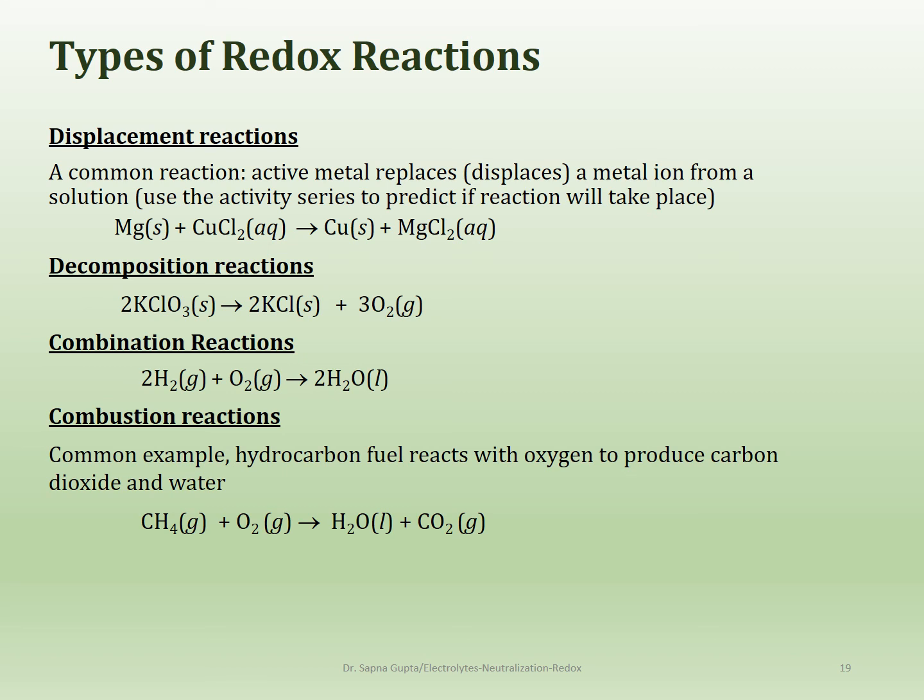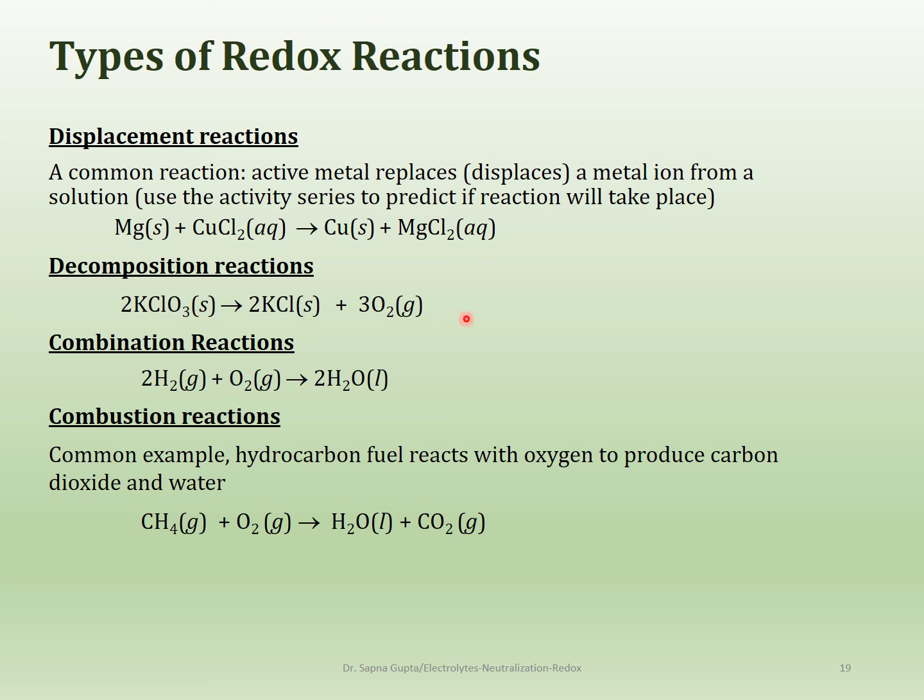Some examples of redox reactions are displacement reactions. We talked about this one. I gave you an example before also, where you have a single displacement reaction. So one element displacing the other, like copper here, displaced by magnesium. This is a single displacement reaction. This can be classified as a redox reaction. A decomposition reaction. This is an example of when the oxygen is being removed. Okay, we talked about oxygen being added, but oxygen here is being removed.